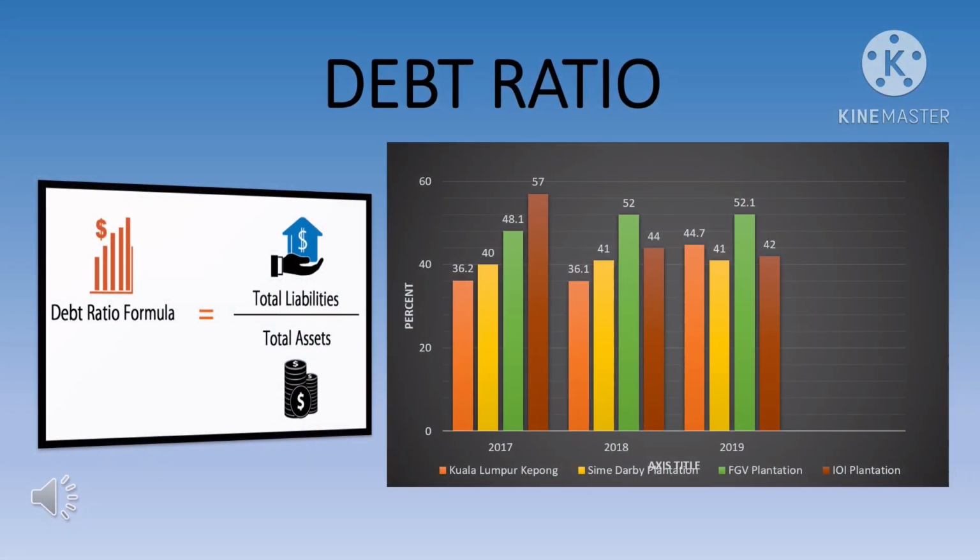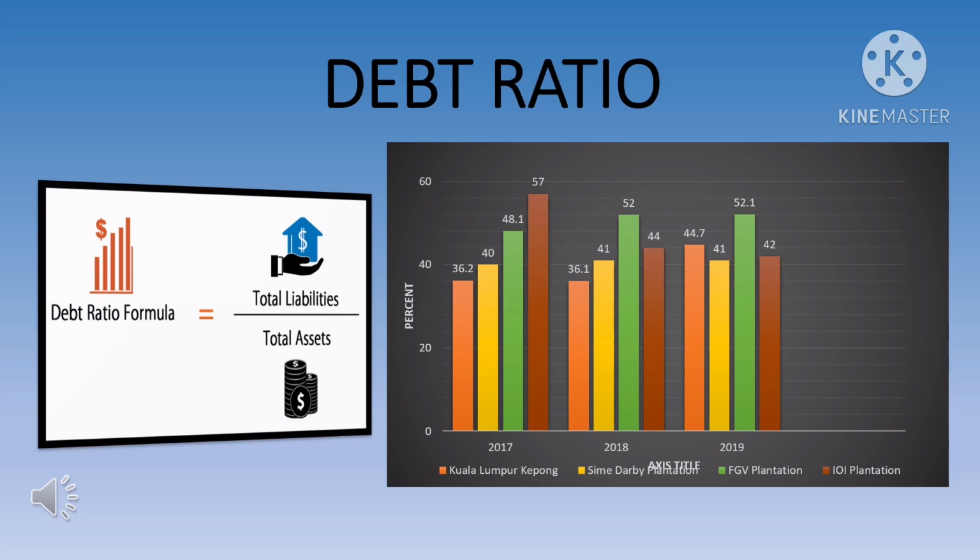Debt ratio. The ratio measures the amount of leverage used by a company in terms of total debt to total assets. A debt ratio greater than 1.0, which is 100%, tells you that a company has more debt than assets. Meanwhile, a debt ratio less than 100% indicates that a company has more assets than debt.